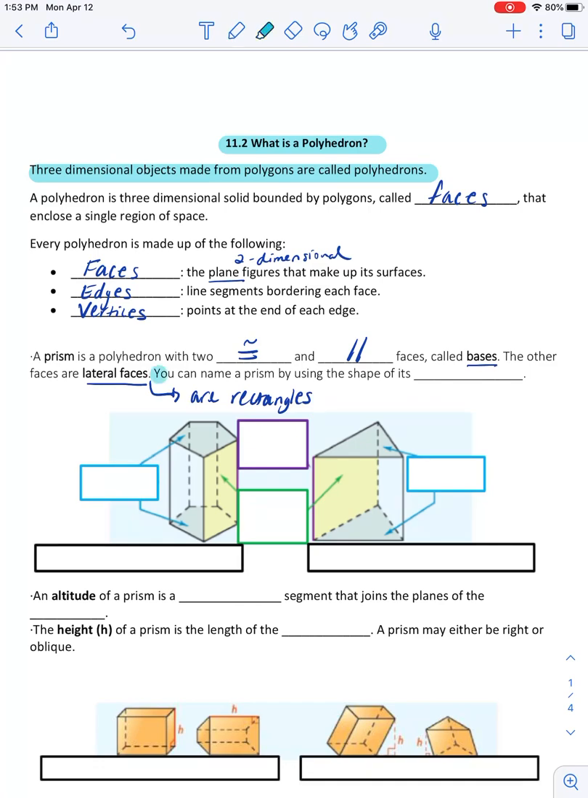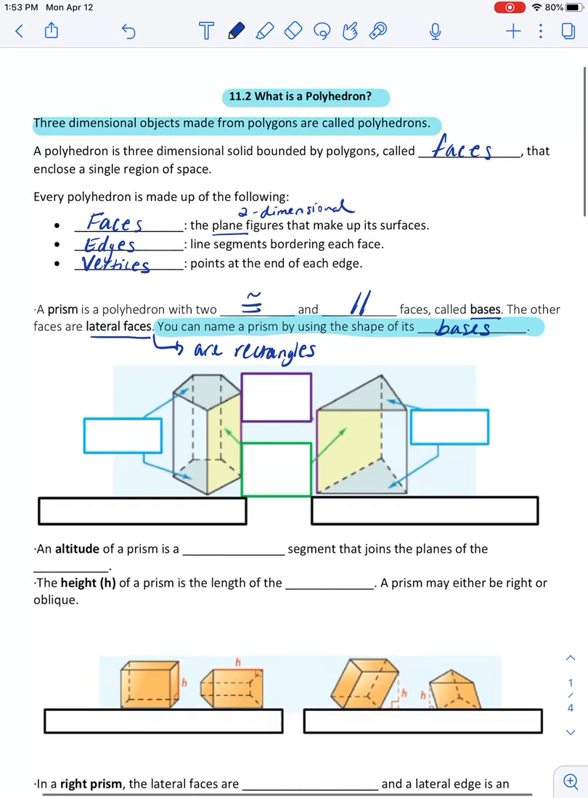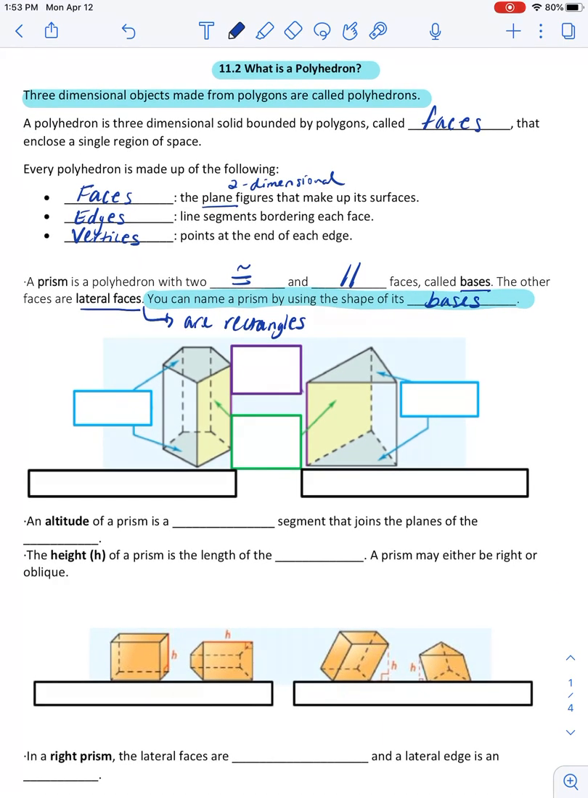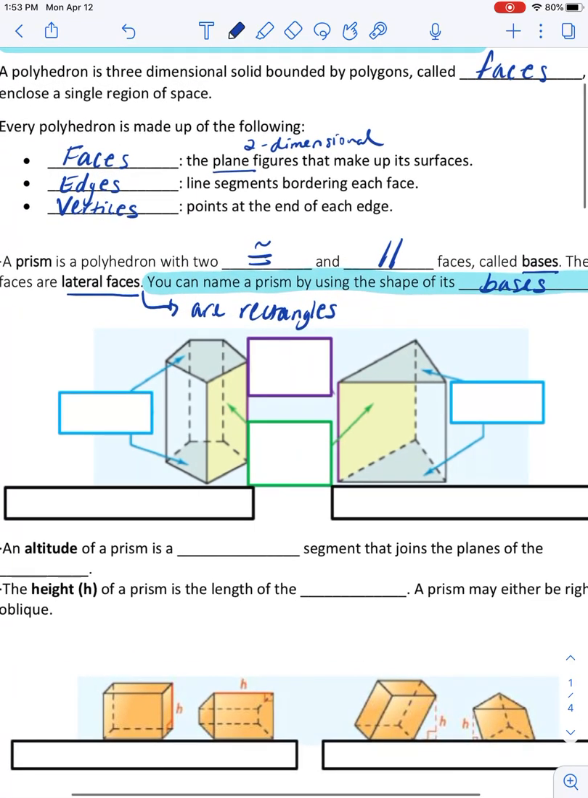Now, this is very, very important. You name a prism by using the shape of its bases. So what does that mean? Let's look at these two pictures. Both of these are prisms, and they are right prisms. I'll tell you why they're right prisms in a minute, but they are both prisms.